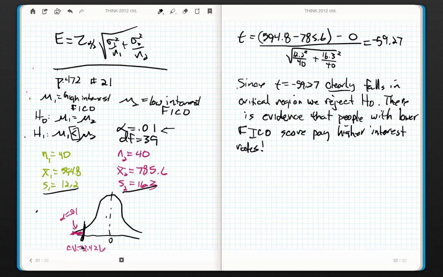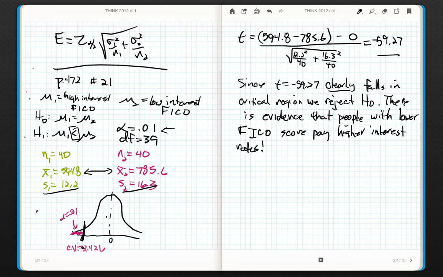Then all of a sudden, all hell breaks loose. But you may already be able to tell something's crazy here. I've got means of 594.8 and 785. That's huge. That's almost 200 points. And my standard deviations are very small relative to those, right? So there's no way that somebody who's scoring in this high interest group, I mean, if I get 3 standard deviations away, it's only 36 points, and I'm almost 200 points away from the low interest group. So when you plug it in, that plays out numerically. You end up 60 standard deviations away from the mean for their difference.